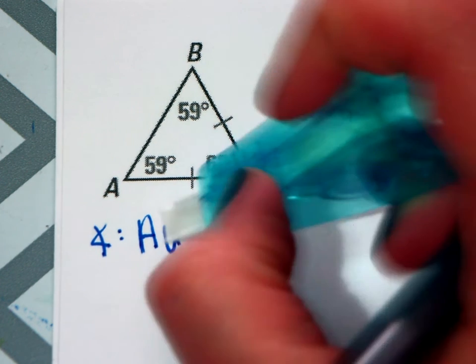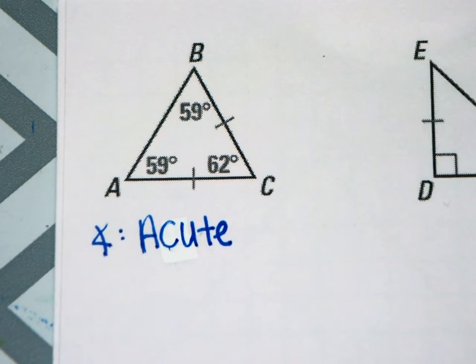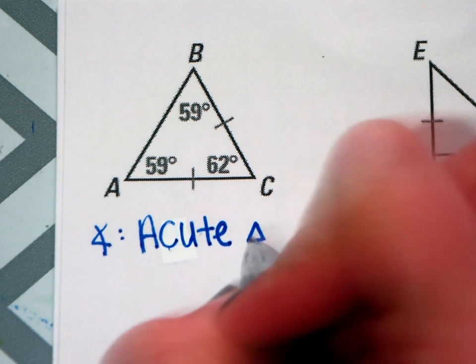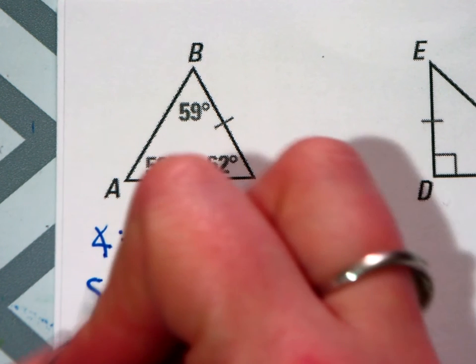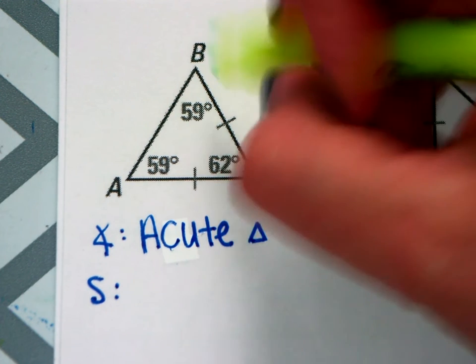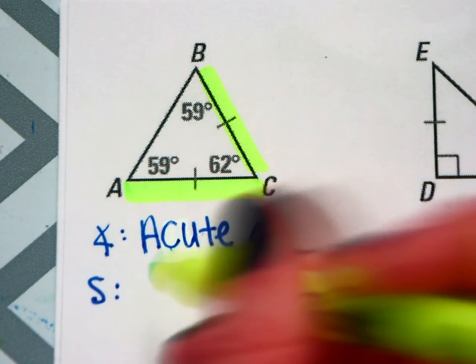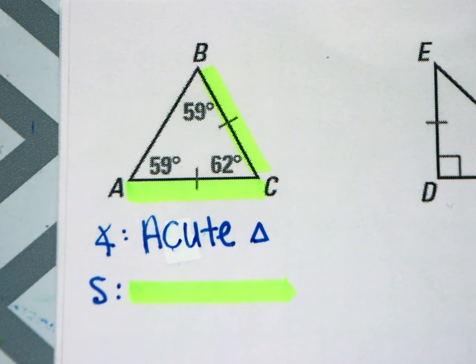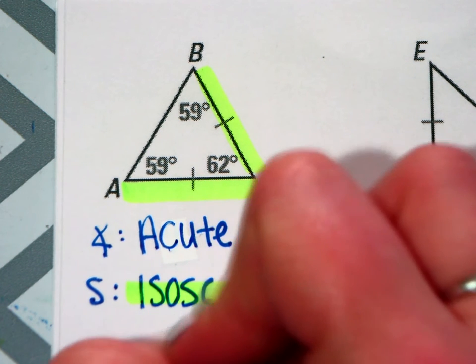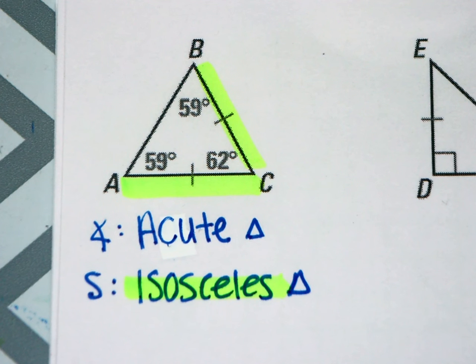It would probably help if I spelled it right, so let's go back. There we go. This is an acute triangle. Next, let's classify it based on its sides. Looking at the side measurements, we notice that we have two sides that are the same measure. If we have two sides that are equal, this is referred to as an isosceles triangle. So two sides are congruent, it's isosceles, and if we want to classify it by its angles, it would be acute. Let's try the next one.